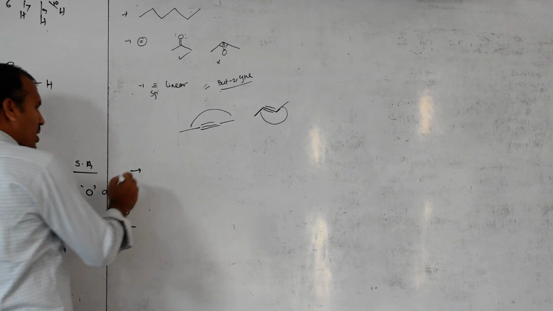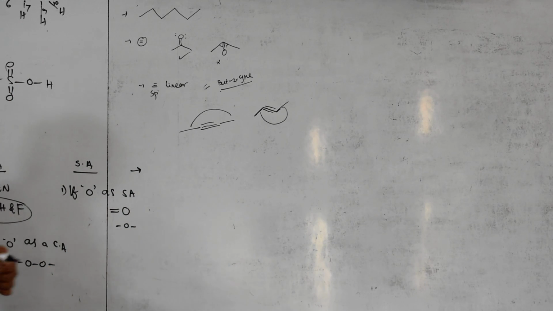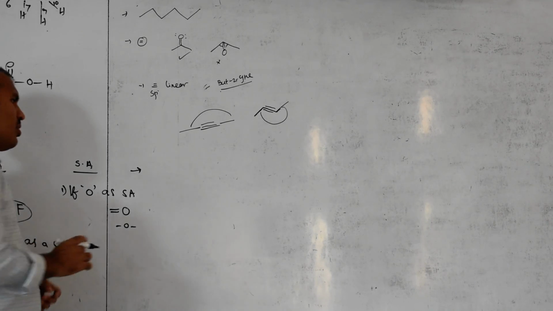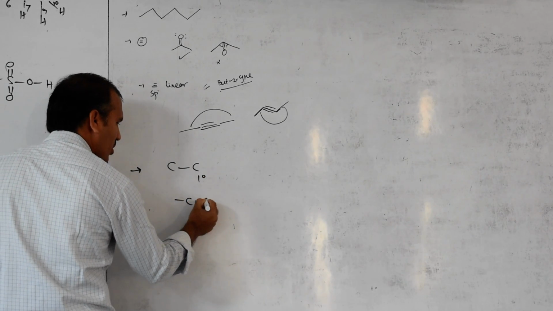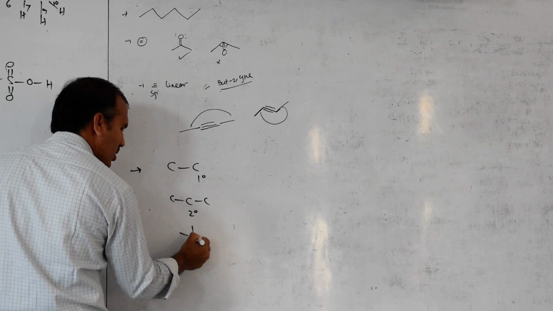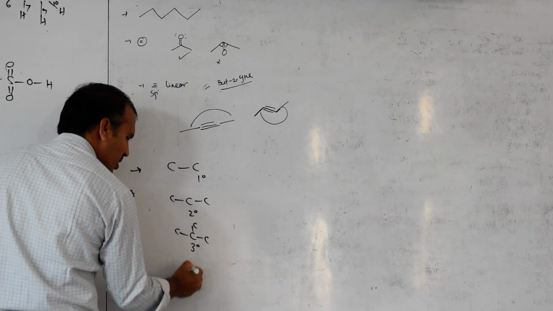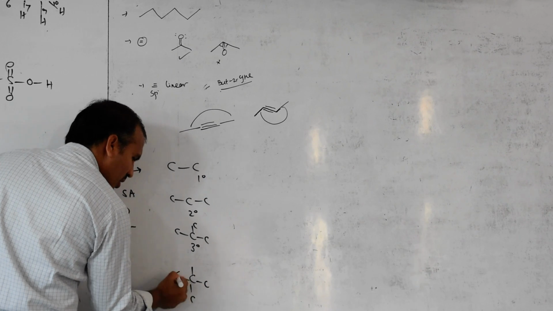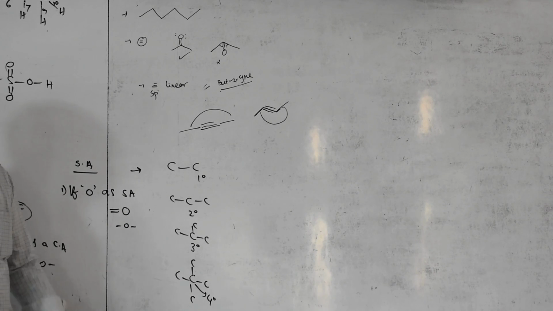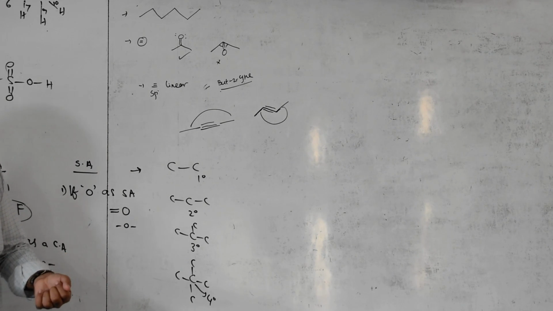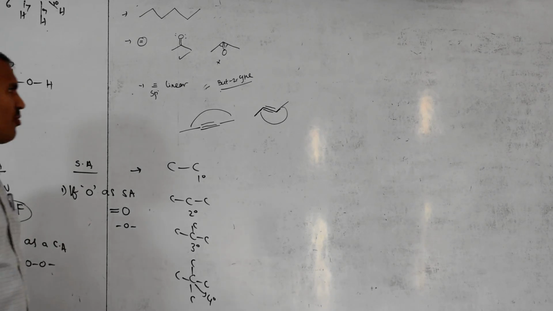So the next part. The next topic is types of carbon. What are the types of carbons? Primary, secondary, tertiary, quaternary. A carbon bonded with one carbon is called primary carbon. A carbon bonded with two carbons is secondary. A carbon bonded with three carbons is tertiary. A carbon bonded with four carbons is quaternary. This we know. Now I will give molecules, and you have to find the number of primary carbons and primary hydrogens, like this.